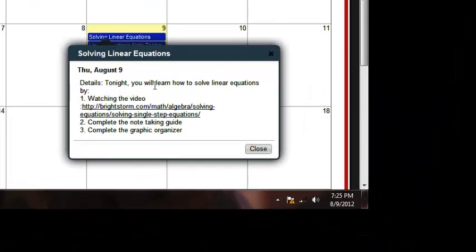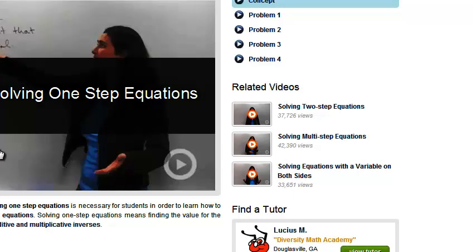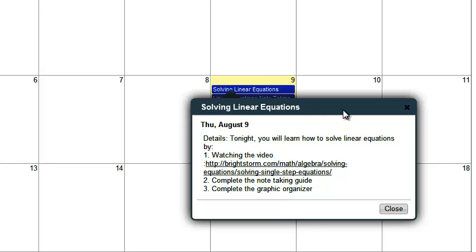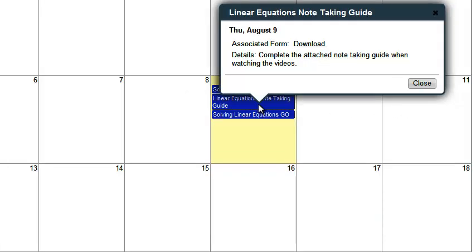It says, tonight you will learn how to solve linear equations. So it tells them that they need to watch a video, which they will just click and here it comes up. And while they are watching this video, they are going to complete a note-taking guide, which is also found on the main web page. And this is what they will see when they download.